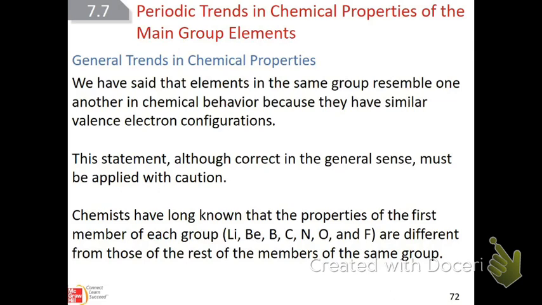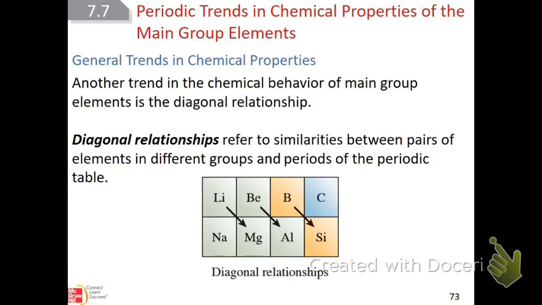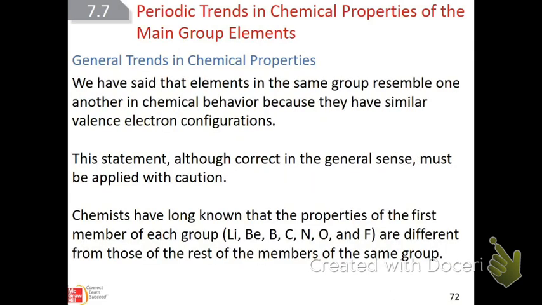And then it gives you that caution right there that sometimes the first element in the group, for example, hydrogen in the 1A, is much different than the others. Boron is different from the others. Carbon is different from the others. Oxygen, much different from sulfur. So you got to be careful about that.